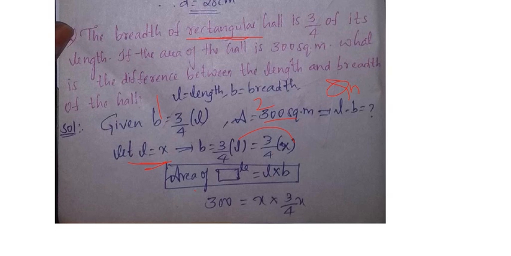That is 300 equal to length into breadth. Length is how much I told? X. Into breadth, which is what? 3 by 4th X. Okay, I am rubbing this. Now substitute, what will you get? 300 equal to X into 3 by 4 X. Simplify it and say what will happen. Next I will show it.